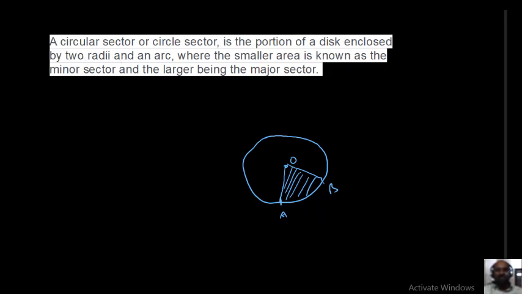This is a sector. This is also a sector only. The dotted one is also a sector. So one is called the minor sector and the other is called the major sector. The sector formed by the minor arc is called a minor sector. The sector formed by the major arc is the major sector.